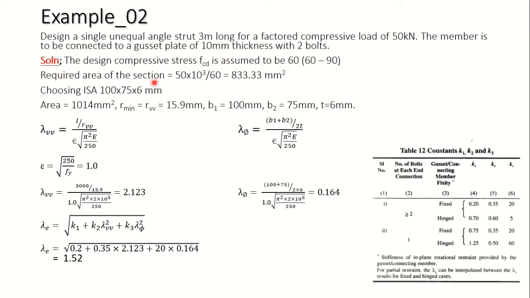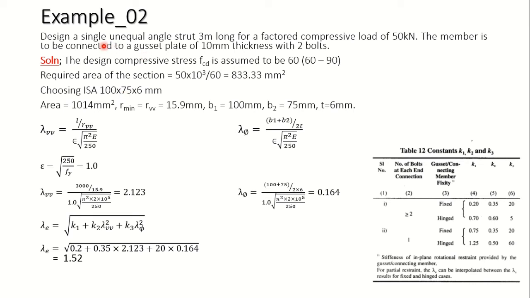Okay, so required area will be this factored load divided by 60. So what area is required in this case is 833.33 mm square.